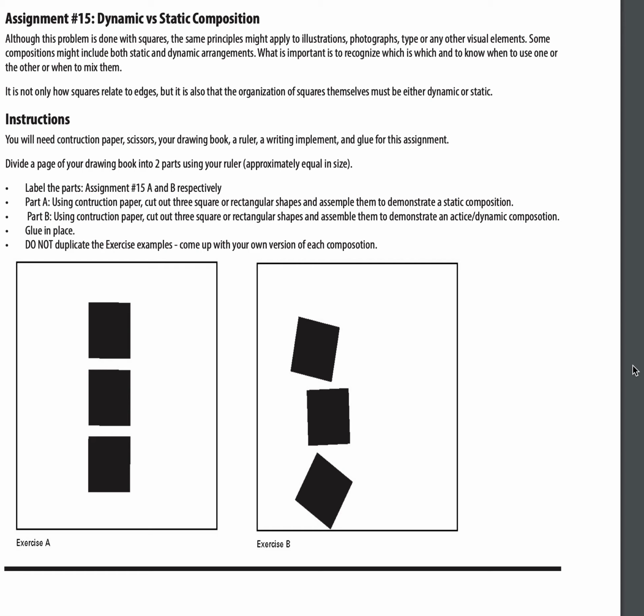Assignment 15 is really straightforward and doesn't even really merit a video, but I'm going to just quickly address this. In assignment 15, you're doing one page divided in half. On part A, you're doing a static example, and part B, you're doing a dynamic example. Both of these will be done with cutout rectangular shapes in construction paper.